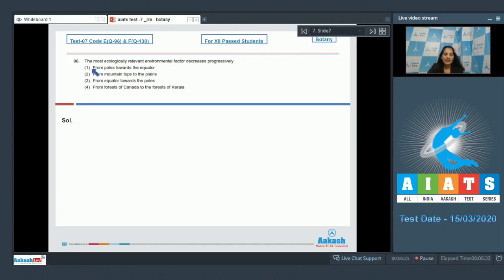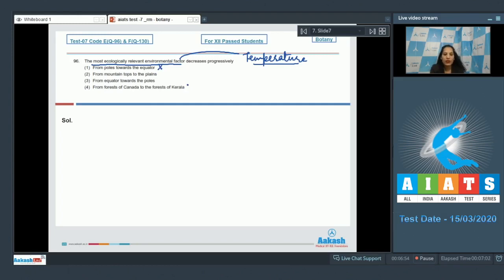Question number 96. The most ecologically relevant environmental factor decreases progressively. What is the most ecologically relevant environmental factor? It is the temperature. So this temperature, does it decrease from poles to equator? No, it increases from poles to equator, because at poles there is a cold region.